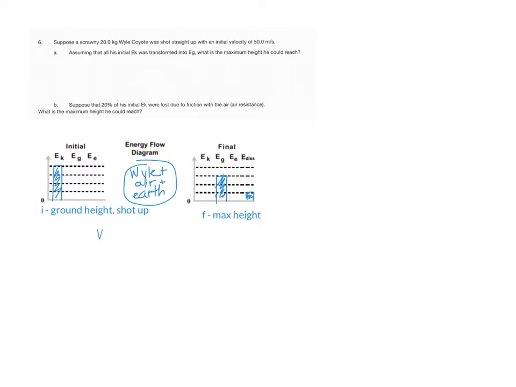So we know initially Wiley Coyote is traveling with a speed of 50 meters per second. His mass is 20 kilograms, and we also know g. If we know Wile E. Coyote's initial velocity, we can find his initial kinetic energy.